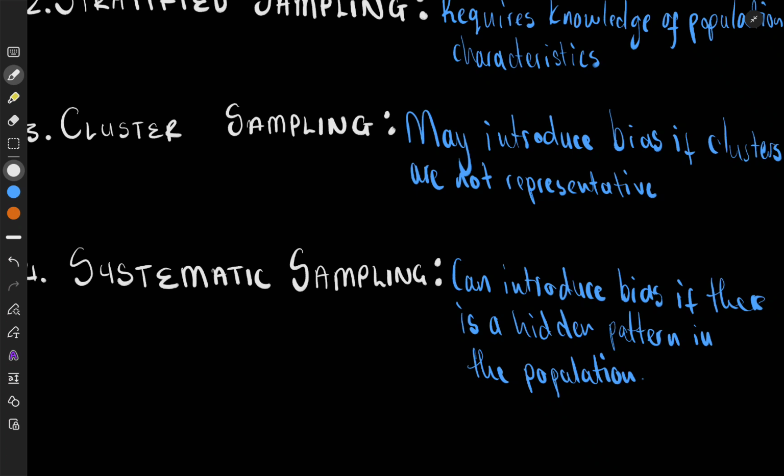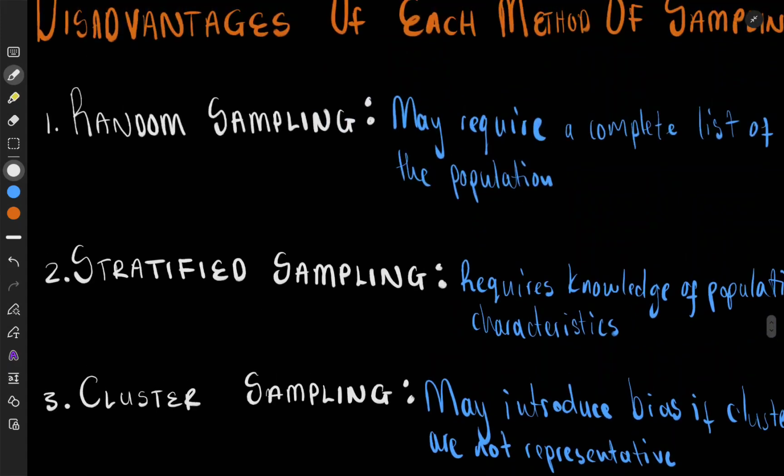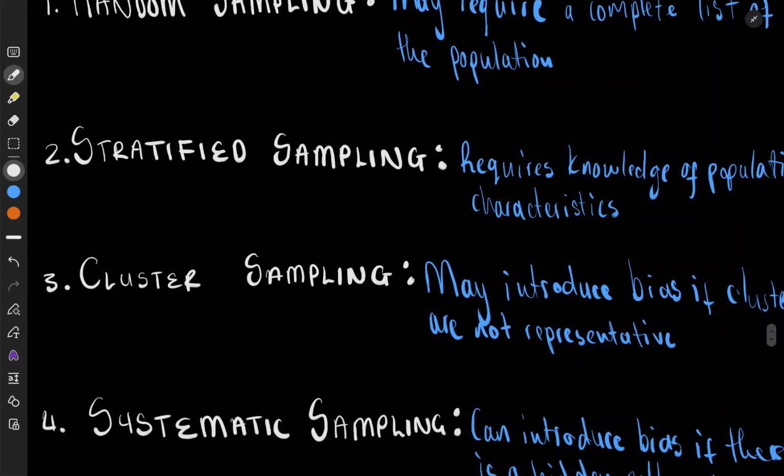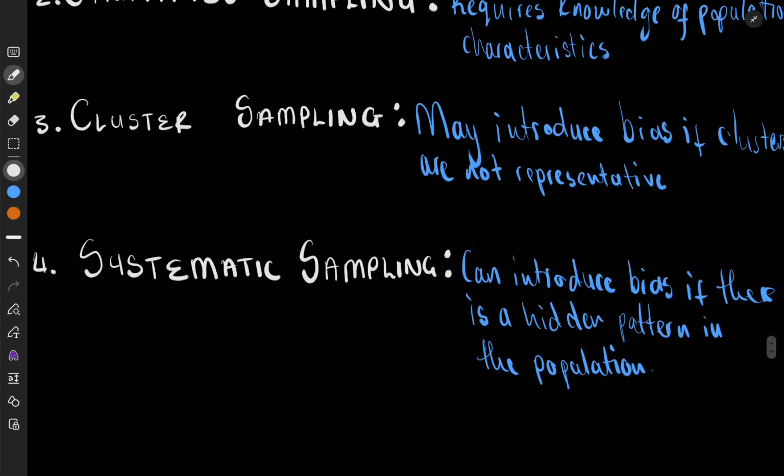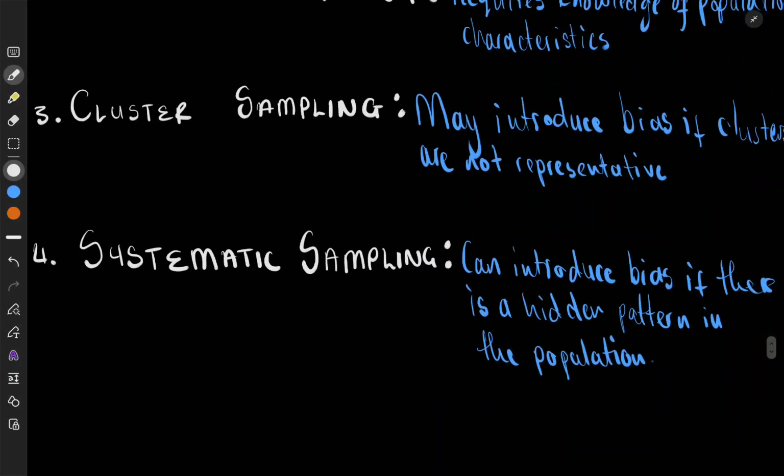So disadvantages. Number one, you need the list of the whole population. This one, you need to understand the characteristics of your population. This one, it may introduce bias if clusters are not representative, if they don't cover everyone. Then here, systematic sampling can introduce bias if there is a hidden pattern. So here we have it.